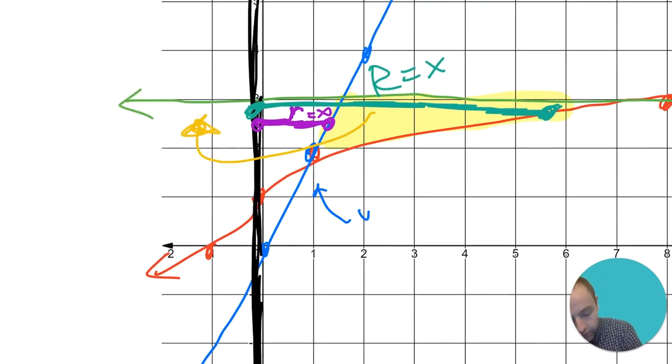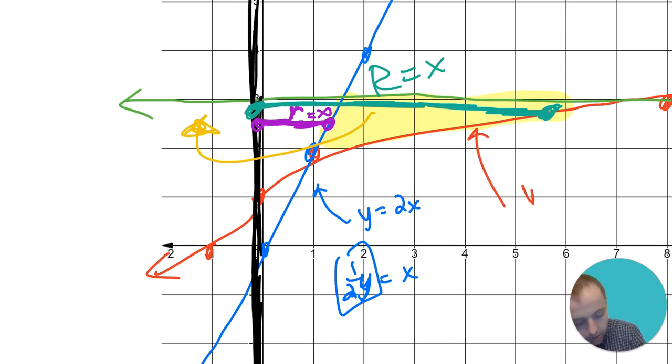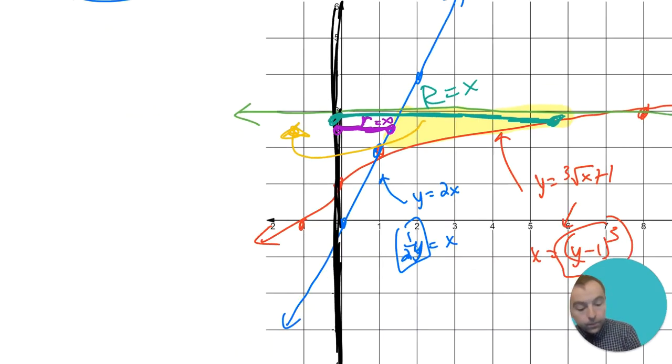So for the blue curve, since you have y equals 2x, then x would equal 1/2 y. So we could use 1/2 y for the little r then. And then since y is equal to the cube root of x plus 1, when you solve that for x, x is equal to y minus 1 quantity cubed. So you can use that for big R then.